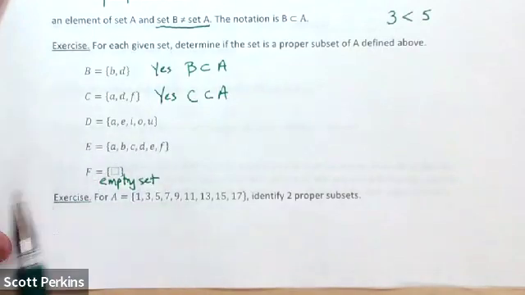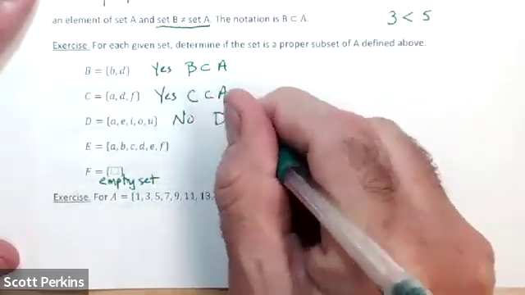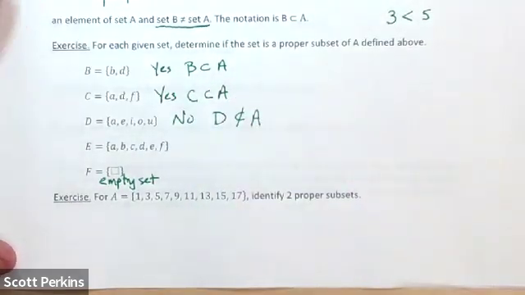How about D? Is D a proper subset? No, because we saw the first time around, it wasn't even a subset. So it fails right away. So no, it's not even a subset. So D again is not a subset of A. I can just put a slash through it to indicate not a proper subset.